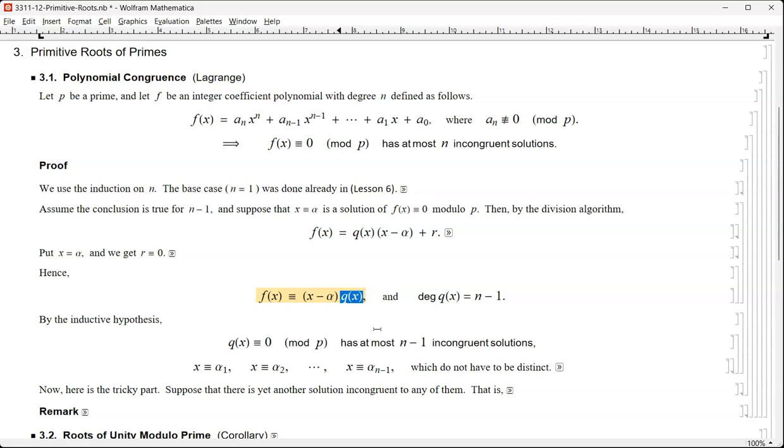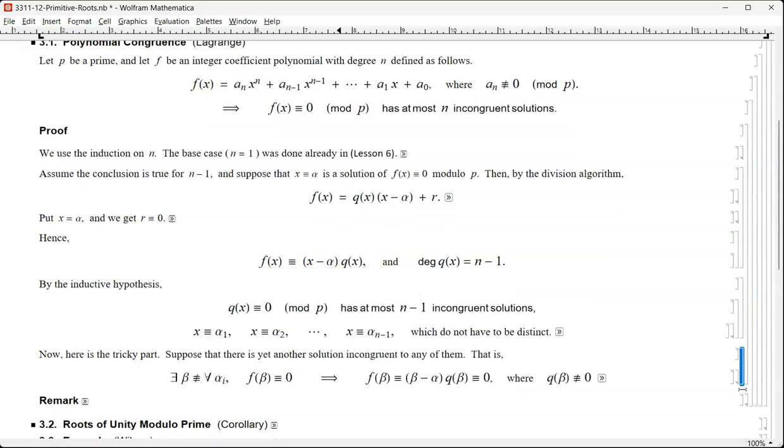What if there is yet another solution, a completely different solution, beta, distinct from any of those alpha 1 through alpha n minus 1? Then, by the inductive hypothesis, q of beta has to be non-zero. Please make that observation.